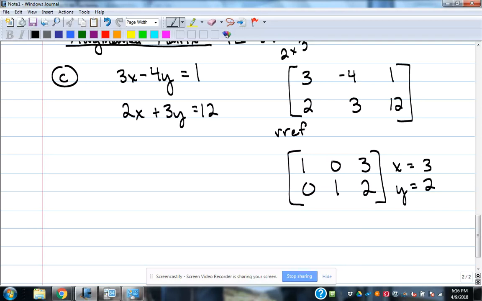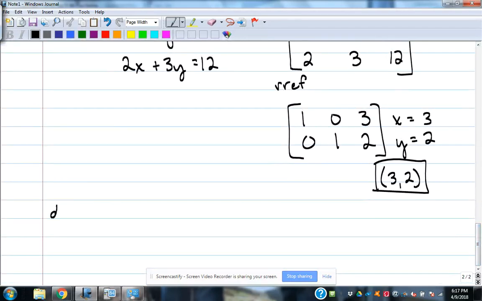Okay? What RREF is going to do is get this to ones and zeros. That third column is going to be your answers for X, Y, and if we get to 3 variables, it's going to be X, Y, and Z. Know that. So X is 3, Y is 2. Ordered pair, 3, 2. Your equations, though, have to be in standard form, like X, Y equal to a number, for you to do it this way. You may have to do some work to move them around.